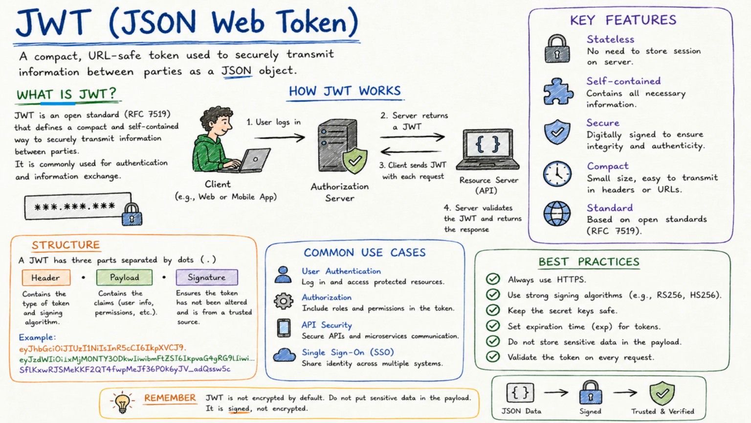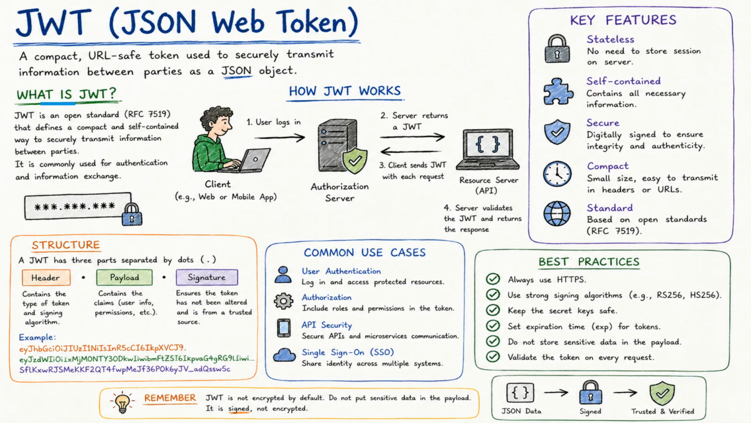The center diagram shows how a user logs in, receives a signed JWT from the authorization server, and includes that token with each API request. The sections around the diagram explain the three parts of a JWT: header, payload, and signature, along with its key features, common use cases, and security best practices.